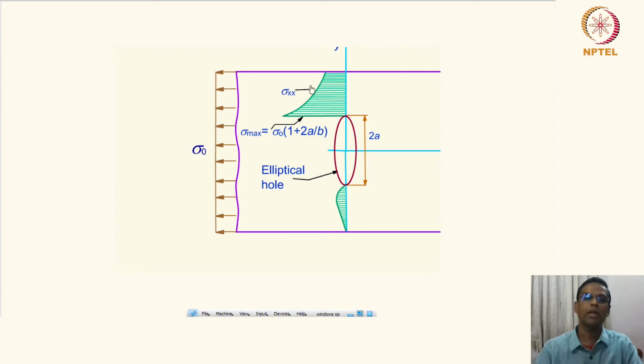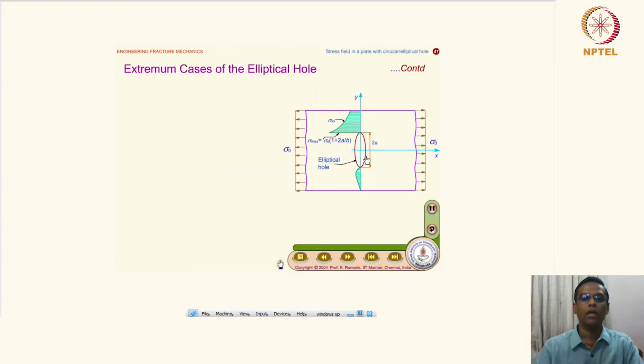This is sigma yy, and this is sigma x, so you can see there is a variation here. This is a central elliptical hole of length 2a, where this is a and this is b. That's what we are seeing. So what is the importance of this English solution?